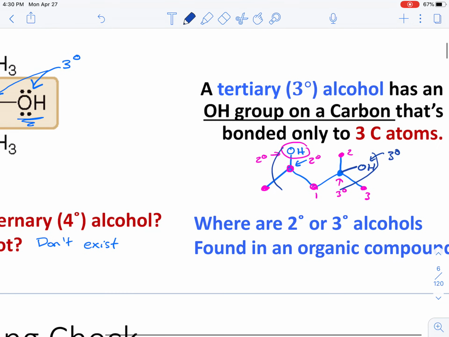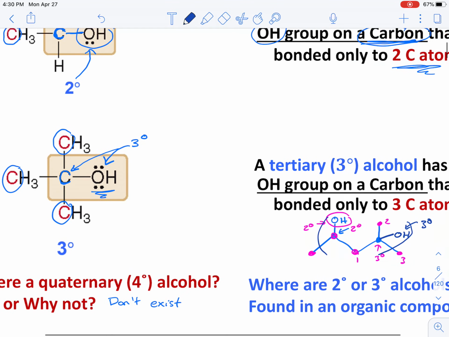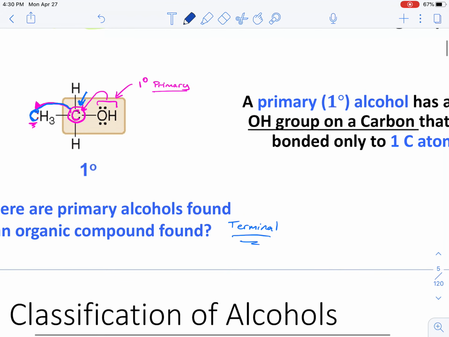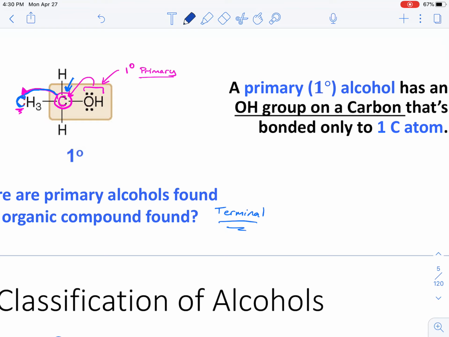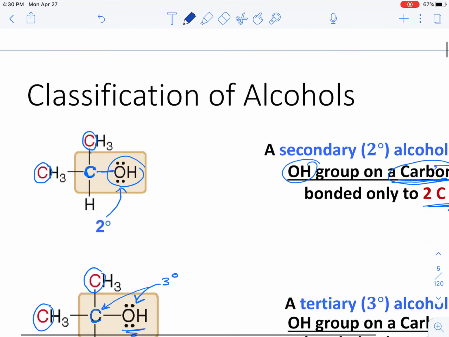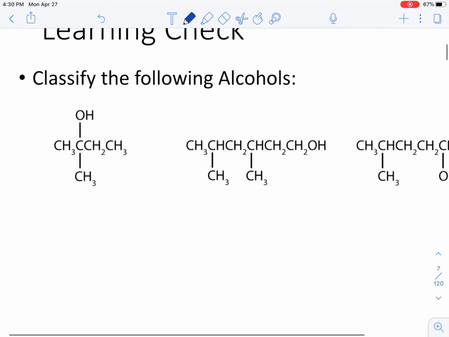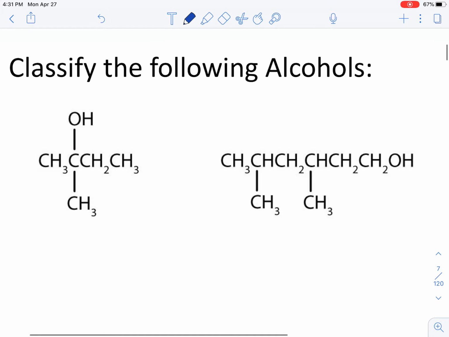Okay, so this classification of alcohols is going to be revisited when we're talking about chemical reactions that involve alcohols. So for now, we're going to go ahead and do a quick learning check. We're going to classify the following alcohols.